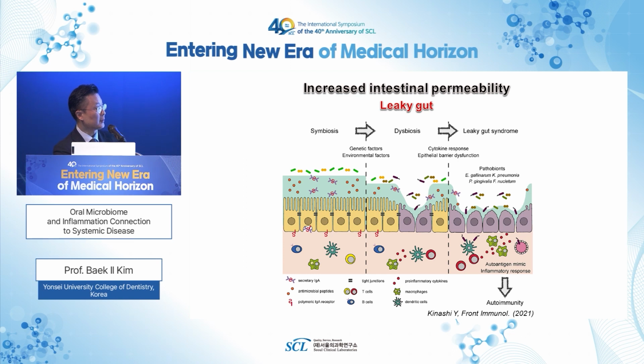Maybe the left figure shows the symbiosis situation. The intestinal epithelium is covered by a thick mucus layer, which prevents the penetration of bacteria. But when the gut microbiome changes to dysbiosis, this mucus layer decreases, and the intestinal cell junctions become weak and loose. Finally, the pathogenic phenomenon happens.